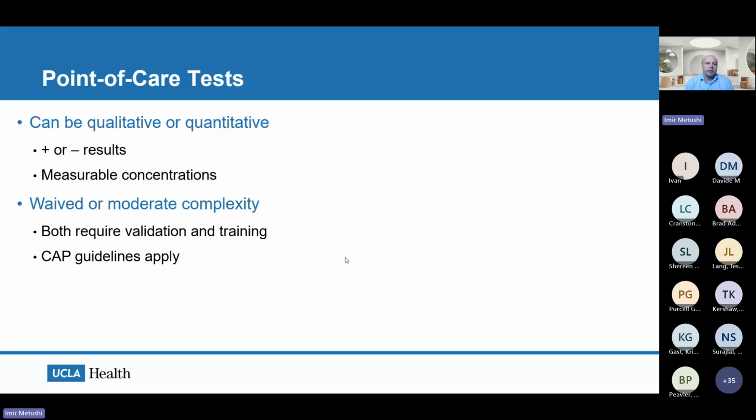And so this testing can be qualitative or can also be quantitative. We can measure a concentration depending on the type of test, or we can report things as positive or negative. Testing can be waived or moderate complexity. Both have regulatory requirements. Waived testing is a lot easier to offer right away, quickly, and cheaper than moderate complexity testing that requires more expertise, regulatory guidelines, validation, and things like that. But both of them do exist as options to perform at the point of care.